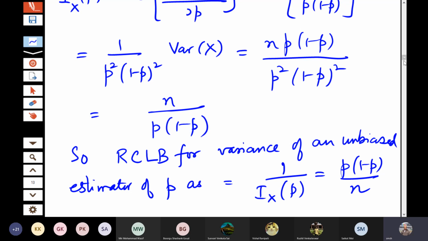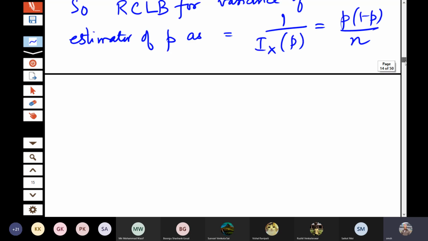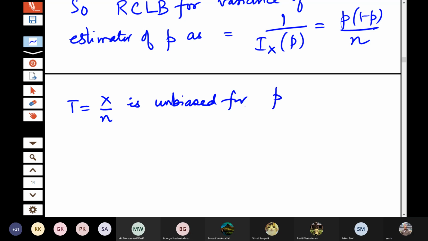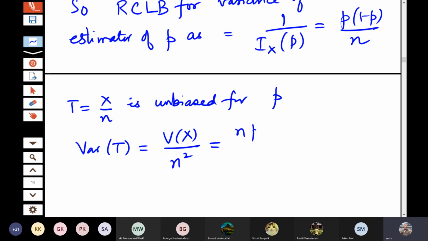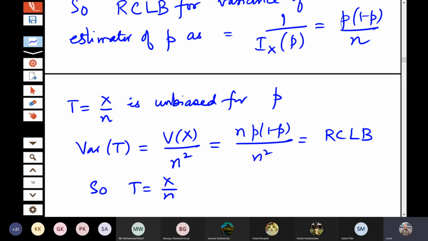Now the objective is not just to evaluate this. The objective is actually to find out the UMVUE. Now you remember, if I consider T equal to X by n, then this is unbiased. So what is the variance of T? That is variance of X divided by n square, that is n into p into (1 minus p) by n square. That is exactly this term, the CRLB. So we have proved that T equal to X by n is the UMVUE for p.